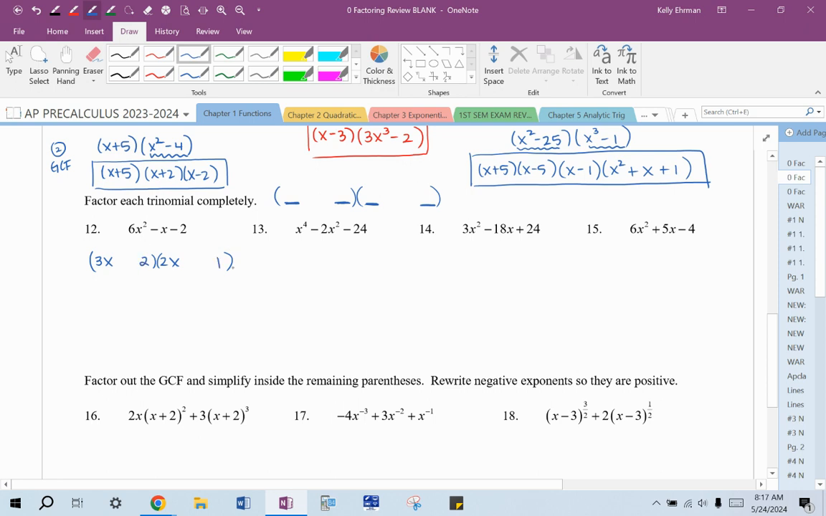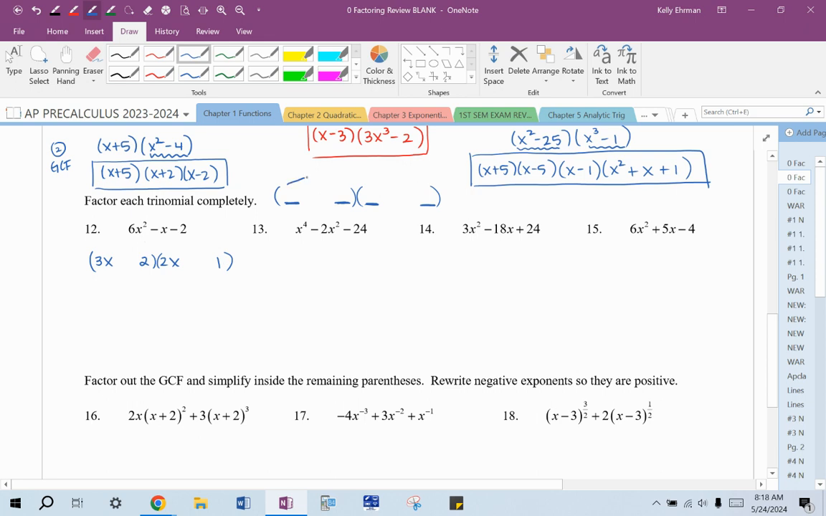I'm just going to try this. I know it's 2 and 1. It can't be 2 and 1 here because if I had a 2x and a 2, that means I had a GCF of 2 to factor out. So you can use some educated guessing here. The way to check this is, remember, what we get here should distribute or FOIL back into the original question.